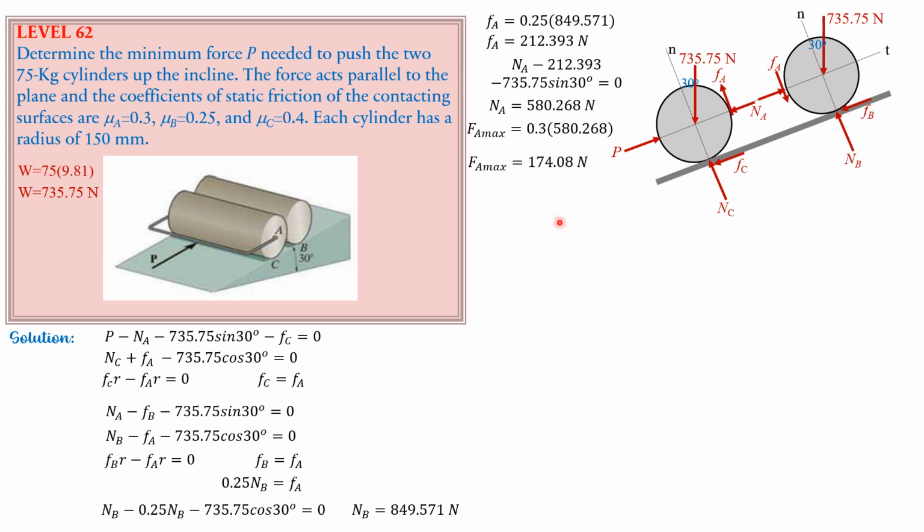But the frictional resistance at A for the cylinders to be in equilibrium is 212.393, and this exceeds FA max. So that means B does not slip. So our next assumption would be A slips because it has the next lower coefficient of static friction. So FA equals 0.3 of NA, which is equal to FB. So NA minus 0.3 of NA into this equation here, so that we can solve for NA.